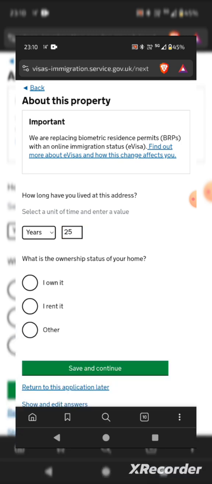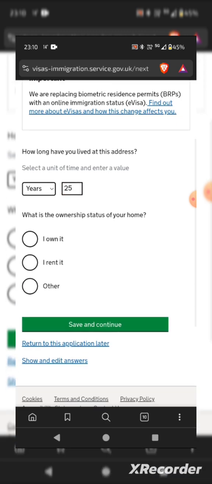Then what is the ownership status of your home? Do you own it? Do you rent it? Is it other? I don't know about you, but I would think that most people don't own their homes. If you rent it, yeah, I rent it. And then in the application, you give your rental documents, all those things.